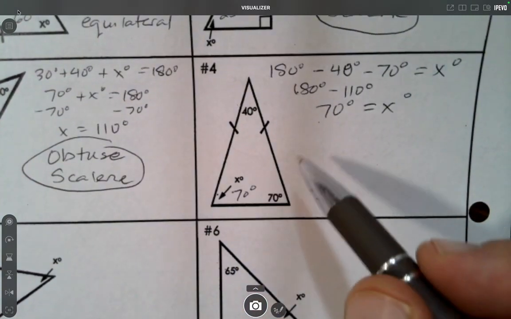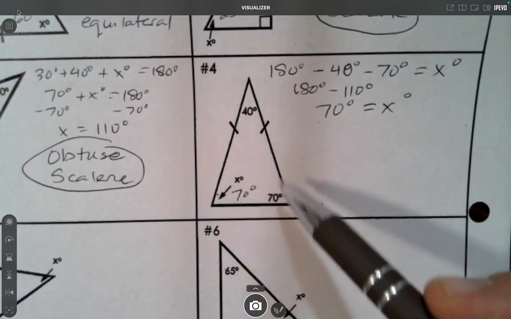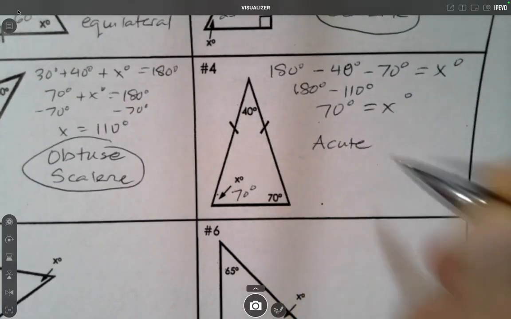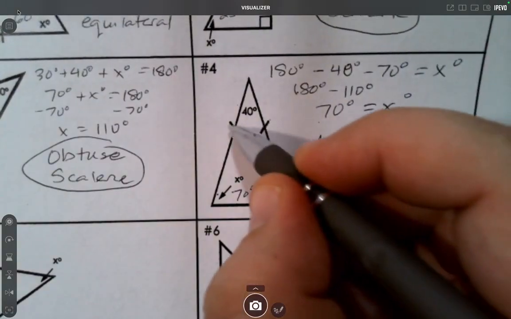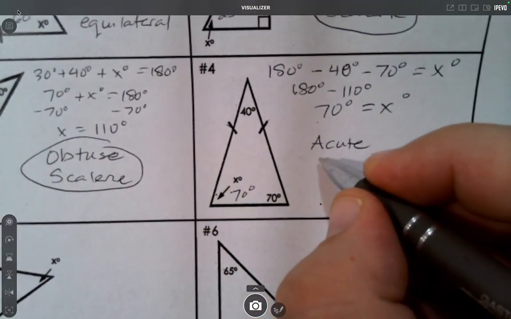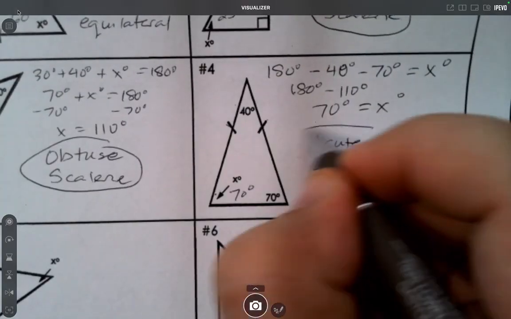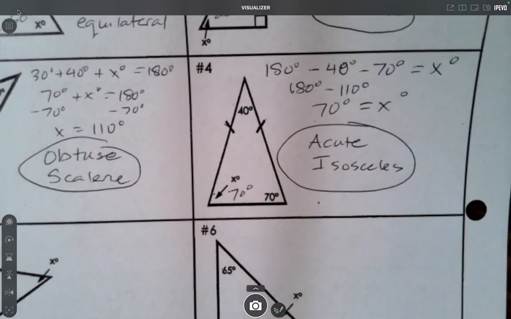So as I look, I see that all the angles are less than 90. So it's acute. I also see there's two tick marks. So two sides are congruent. So that's isosceles. So this one is acute and isosceles.